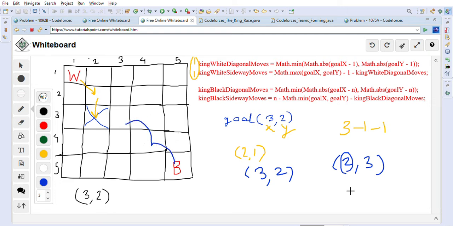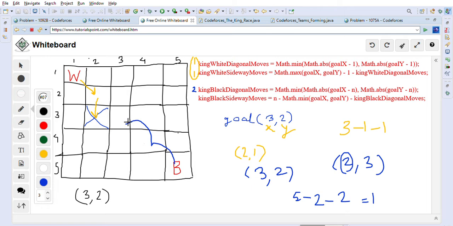So these are 2 diagonal moves he can make here, and then we have to find out how many horizontal or sideway moves he has to make. For sideway moves we have to do n minus, n is 5, right? 5 minus the minimum of goal x and goal y. The minimum of 3 comma 2 is 2, minus the 2 diagonal moves that we have done, right? So n minus minimum of goal x and goal y is 2, minus king's diagonal moves, minus 2 basically. So it is equal to 1, right?